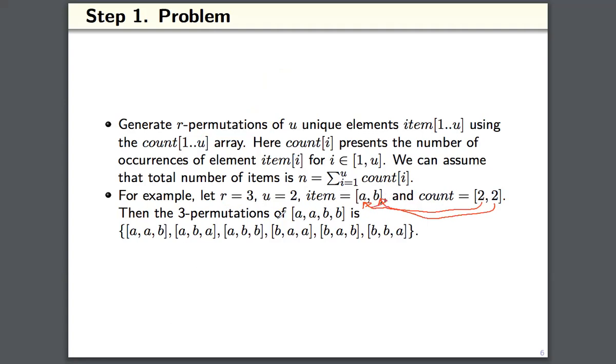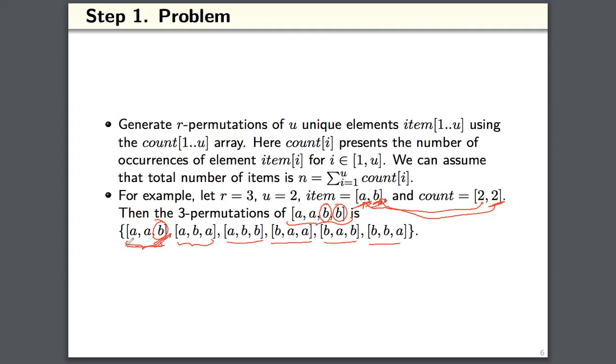Now the 3 permutations of AABB. So how did you get AABB? Because there are 2 instances of A, AA, and 2 instances of B. The 3 permutations of this are AAB, ABA, ABB, BAA, BAB, BB. Here, when you select a B, it doesn't matter whether you have selected this B or this B. They are not numbered Bs. Any B is the same here.